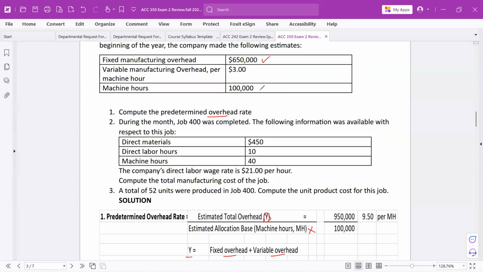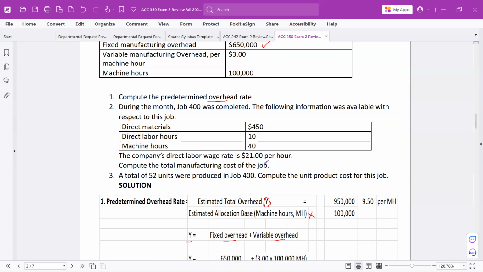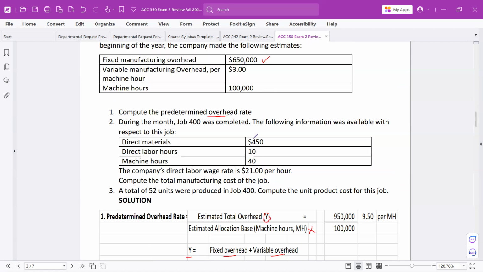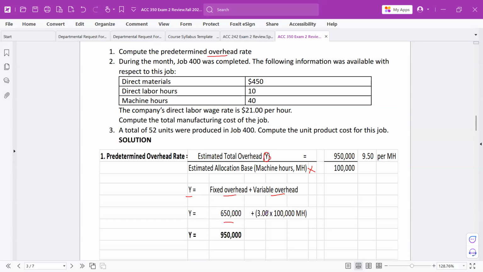And how many machine hours do we have? 100,000. So it's the fixed overhead of 650 plus the variable rate of 3 times 100,000 machine hours. Everything's up here. Fixed overhead of 650 plus the variable overhead of 3 times 100,000 machine hours. So we end up with total overhead of $950,000.